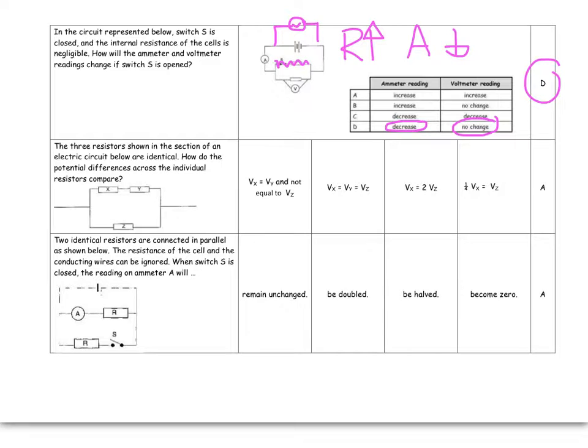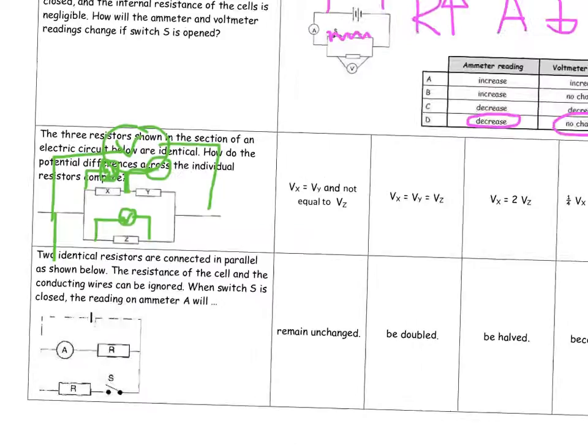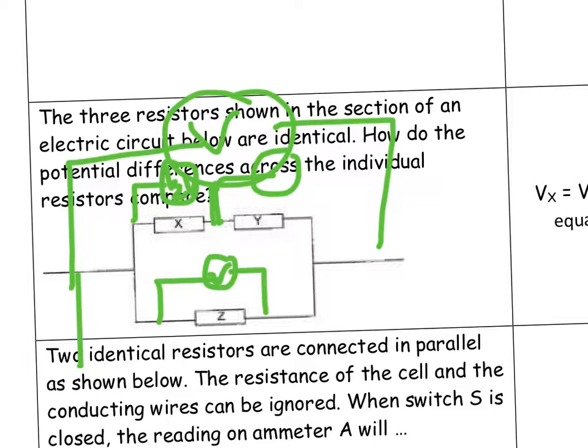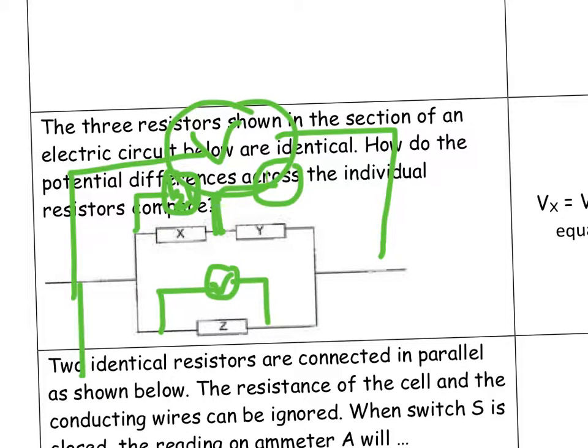You've got 3 resistors shown in the section of the circuit. They are identical. How do the potential differences compare? Now, if they're identical, we would have a potential difference over there, which would be the same as the potential difference over there, that's half of V. Sorry, this is very difficult to draw in this small space, maybe I should make it bigger. And here again, we have got half of V. So those two add up to V.